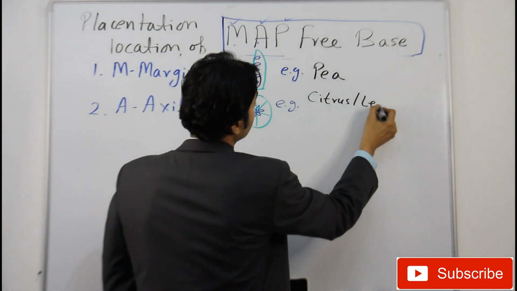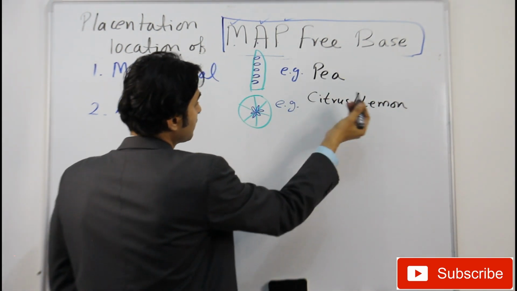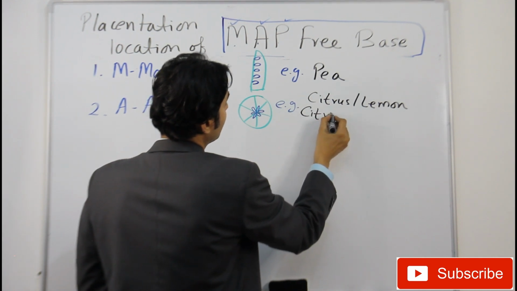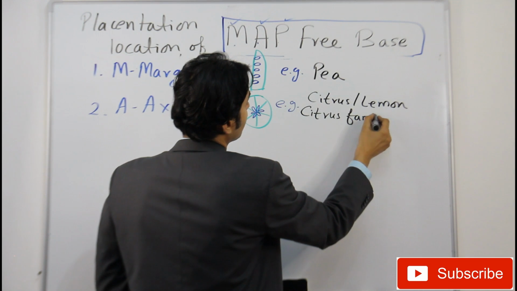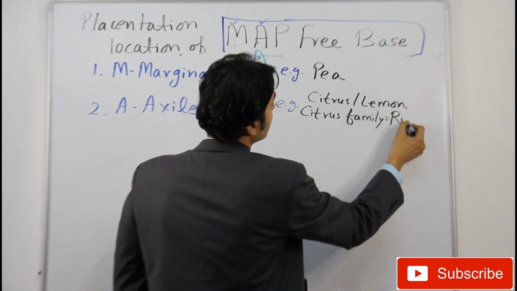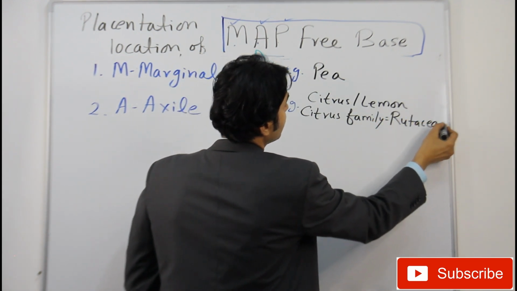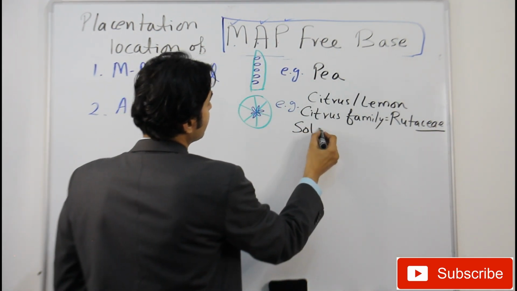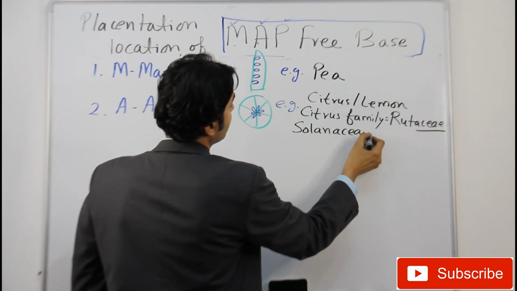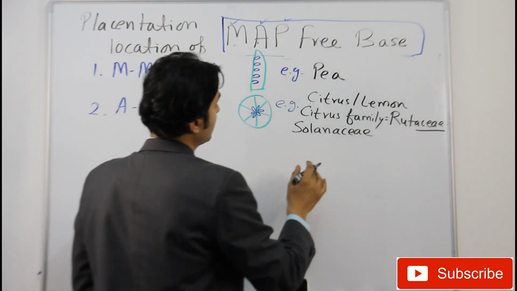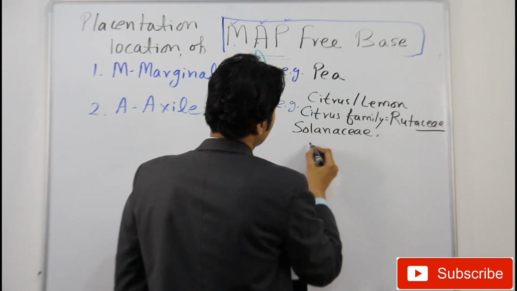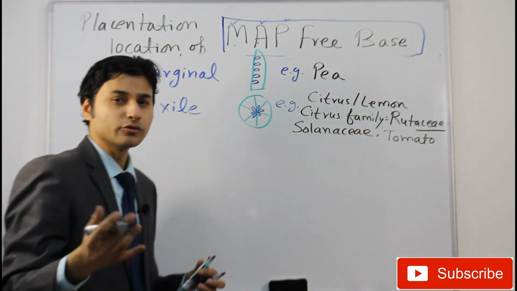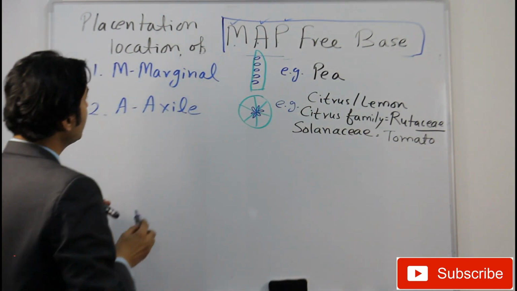Citrus means lemon plants. The citrus family is also called the Rutaceae family. If you want to know, -aceae is the suffix for family. Also Solanaceae. The Solanaceae family also has this type of presentation, where the members are tomato, brinjal, and all those. So axial.